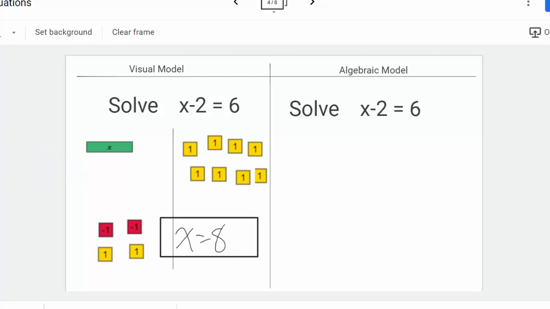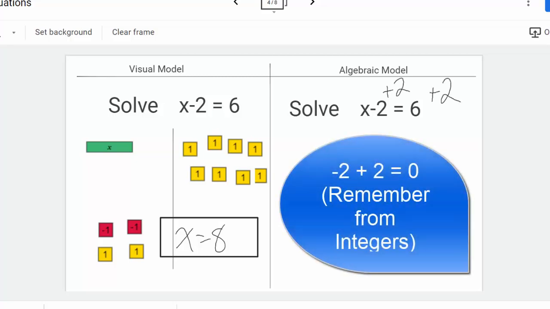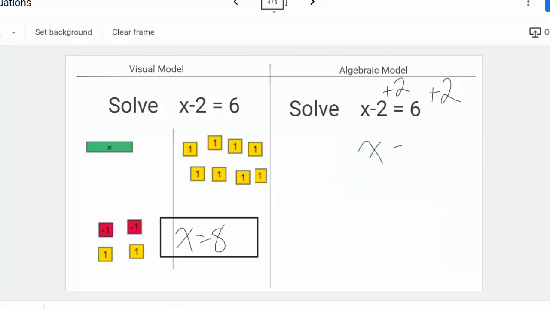Same on the right-hand side, the algebraic model, the same idea. I've got x minus 2 equals 6. I would like x on its own. So I've got minus 2. To get rid of the minus 2, I'm going to add 2, but I have to do it to both sides to be fair. Now I've got x minus 2 plus 2. Negative 2 plus 2, remember from integers, is equal to 0. And I'm left with x equals 6 plus 2, which is 8.